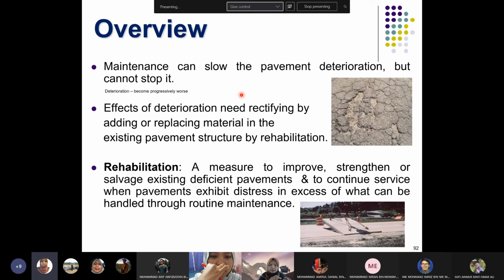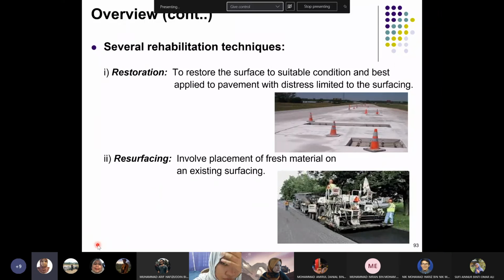Okay, so the existing materials that we have on the road is no more sufficient to actually sustain the current condition of load. So whether you want or not, you need to do replacement, or if you don't replace, you need to add another new material. Okay, so this is what it means by rehab. Right. So ni lebih kurang lah. To continue service when pavement exhibit distress in excess of what can be handled through routine maintenance. Kalau routine maintenance dah tak boleh nak handle, we go for rehab. Right. Okay, let's go to the next one.